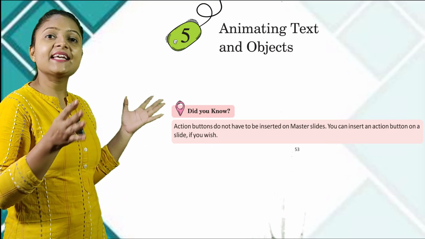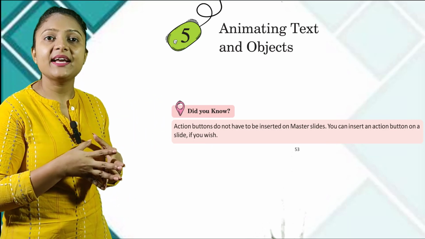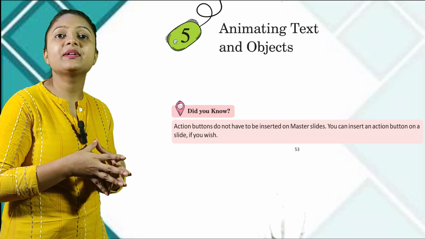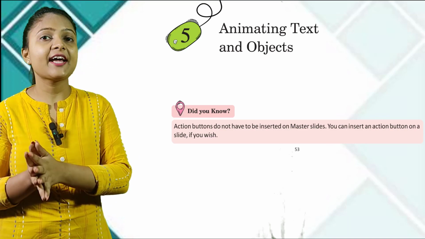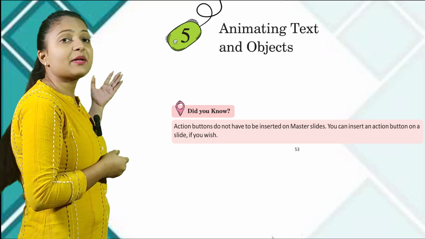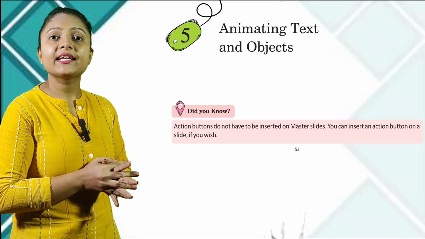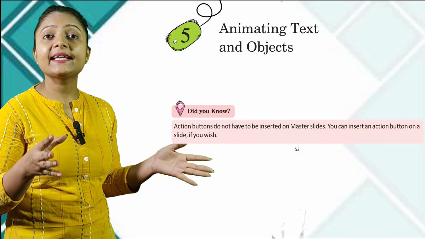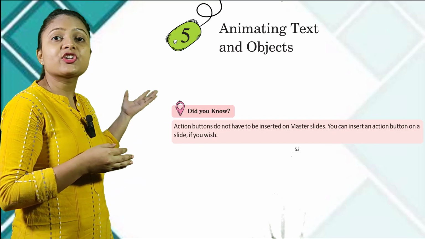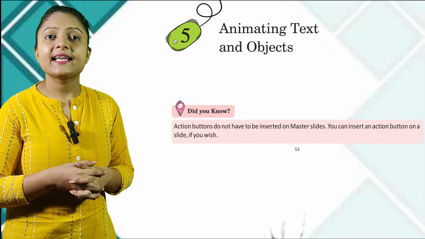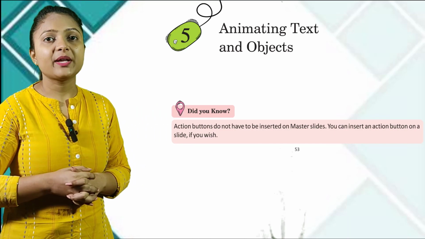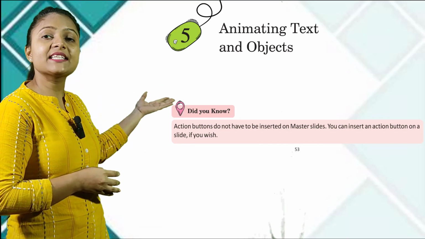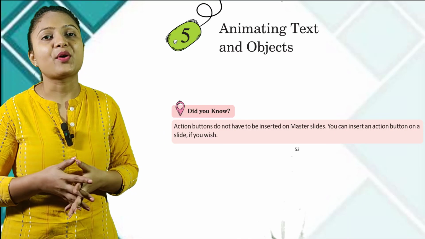Step 4. Select the Mouse Click tab. Settings made in this tab will enable the action button to perform an action on the mouse click. Step 5. In the Action on click section, select Hyperlink to, then click the drop-down. The action button is clicked. Select a sound from the drop-down menu. In this image, you can see the Action Settings dialog box.